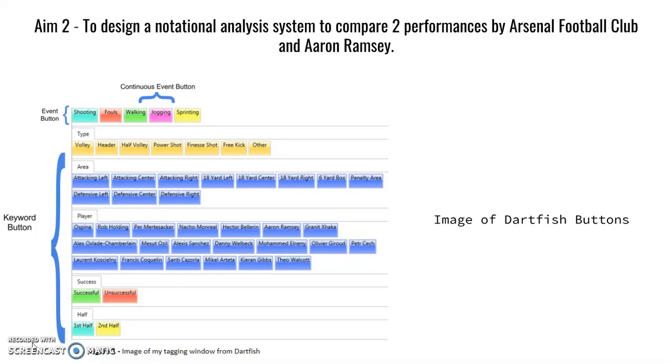There are also continuous event buttons that were made to measure the time Aaron Ramsey spent walking, jogging or sprinting. Once the data had been collected from both games, I could then put the data into Excel to create different charts. This enabled me to properly compare the work rate of Aaron Ramsey from 2 different games to see which one he worked harder in. I could then look into the results and see why he worked harder in one game than the other, for example.